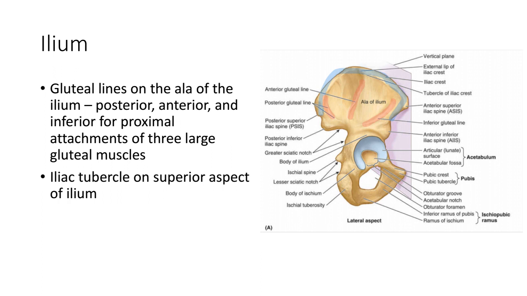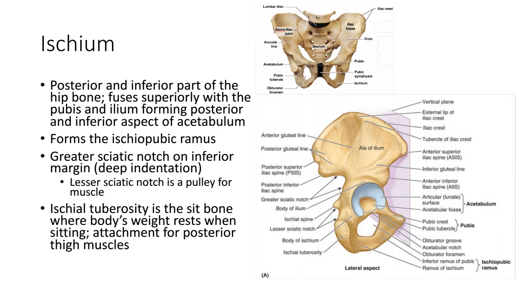The iliac tubercle, or otherwise known as the tubercle of the iliac crest, is found on the superior aspect of the ilium. Let's take a look at the ischium.